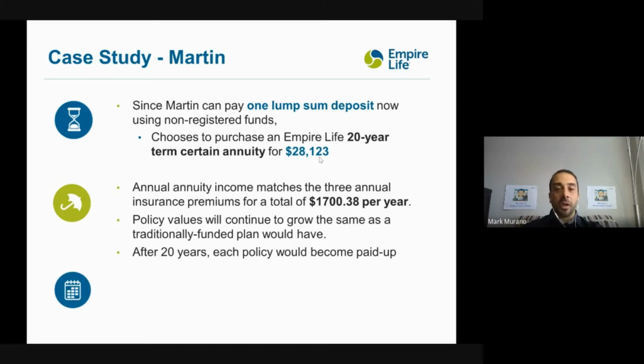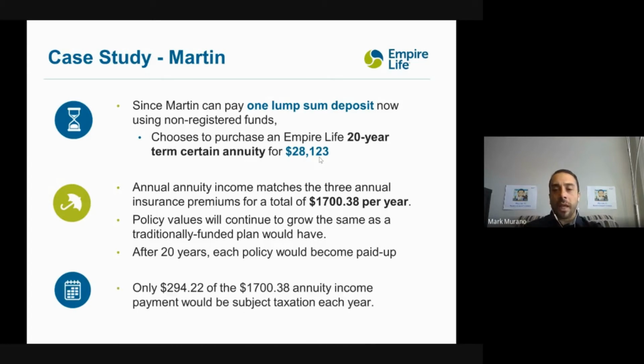The annuity then once a year would pay internally to Empire a premium of $1,738 in order to pay the 3 insurance contracts. The policies themselves would grow as they would normally. Doesn't make a difference in terms of the growth of the contract. And at the end of 20 years, the policy is paid up like anything else. The term certain would come to an end, and the 20-year pay in the scenario would be fully funded, allowing for the simplicity of doing it all in one shot. I will note that there is a bit of taxation to Martin. In this case, $294 of the $700 would show up in a tax slip yearly.